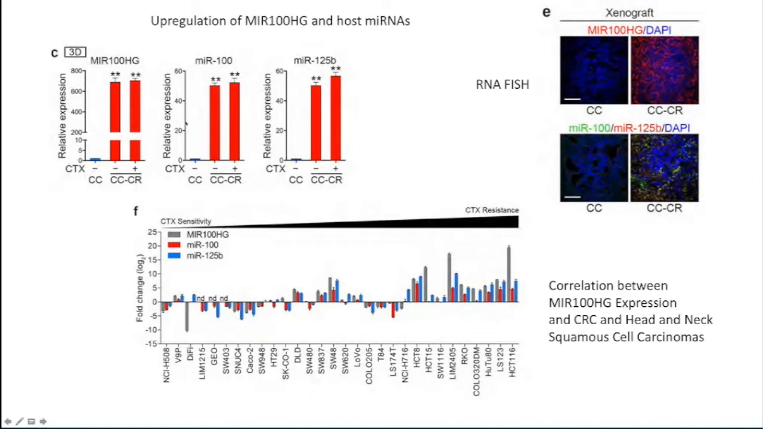If we take a battery of colorectal cell lines, some of which are cetuximab resistant over here on the right and some of which are sensitive on the left, if we look at the levels of miR100HG, this is the long non-coding RNA, versus the 2 other, the microRNAs, you can see that the resistant cells have increased expression. And it wasn't just colorectal cells, that we also found it in head and neck squamous cell carcinomas.